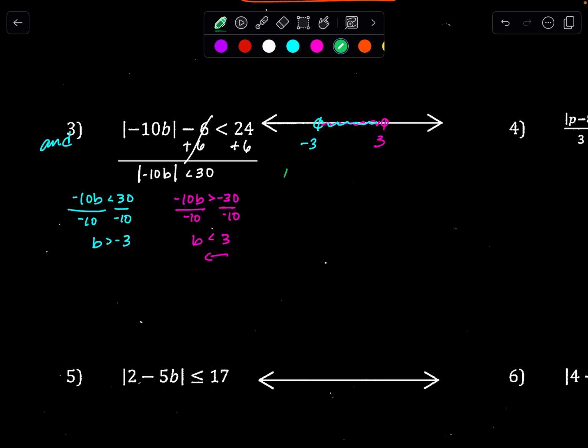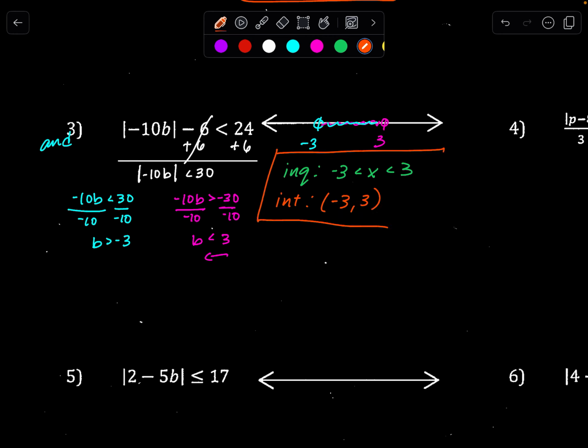So when we write our inequality, no, that's not inequality. We want to do negative 3 less than x less than 3. And then for our interval, we're going to write parentheses, negative 3, comma 3. And that is your answer.